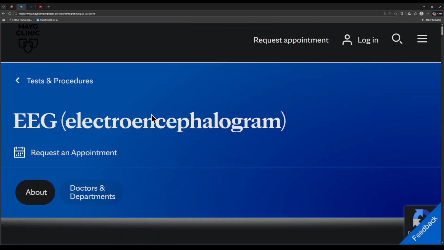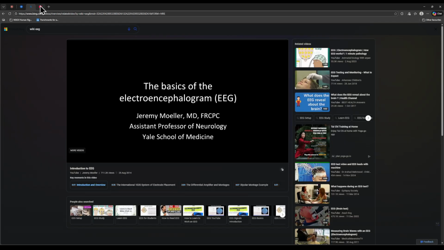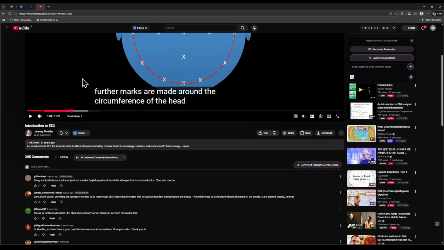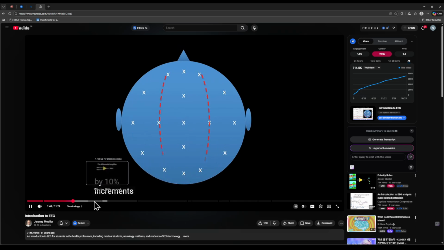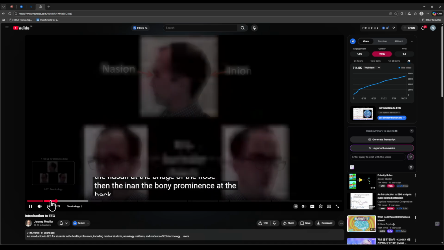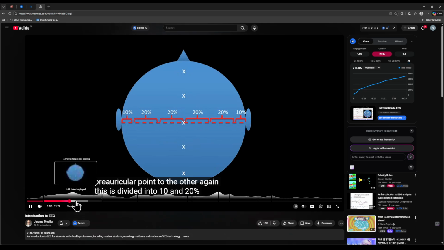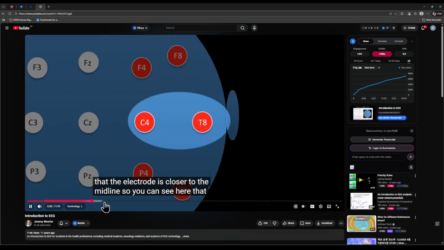It's called retarded. I'm not angry about this, but I'm saying it's not going to make sense to have an EEG. I am not hating on EEGs. I want to know what they do, but I'm hating on the electrode placement: separated by 10% increments, then parasagittal, the back of the head, and then 2 preauricular points just anterior to each ear, at 10 and 20% increments. You can see here that C4 is closer to the midline than T.